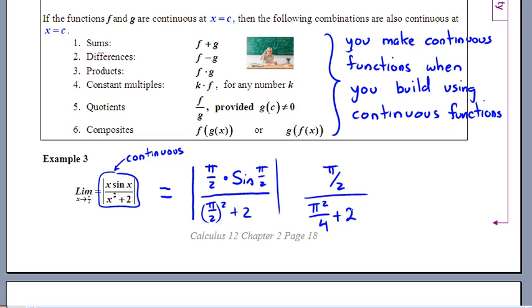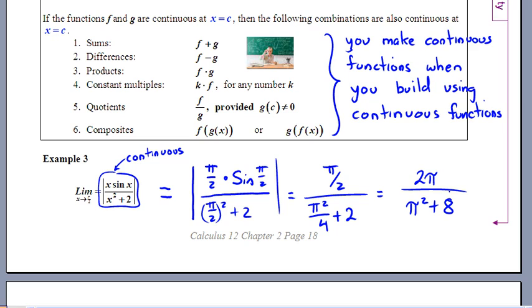I could multiply top and bottom by 4, which might make it look a little bit nicer. And I don't even have to worry about these absolute values because everything's positive, right? So if I multiply by 4, I'm going to have 2 pi sitting on top of pi squared plus 8. And if people ask, are you sure it was okay to do that direct substitution? Yeah, because it was a continuous function, and I know it's continuous because I made it out of continuous things.